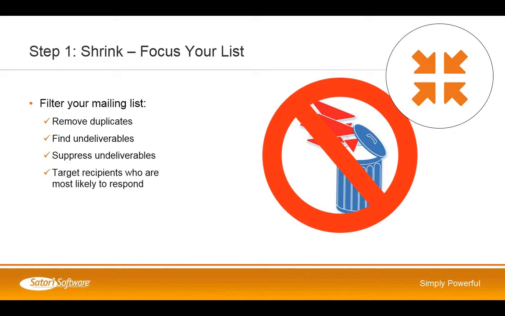Another thing, since we're talking about the data services area: a really good way to focus your list is to find any records that aren't going to be as apt to respond to your message. We have a service inside of our data services called the suppression suite. It's a way for you to flag records that are on the do not mail list, that are in correctional facilities, or for people who are deceased.